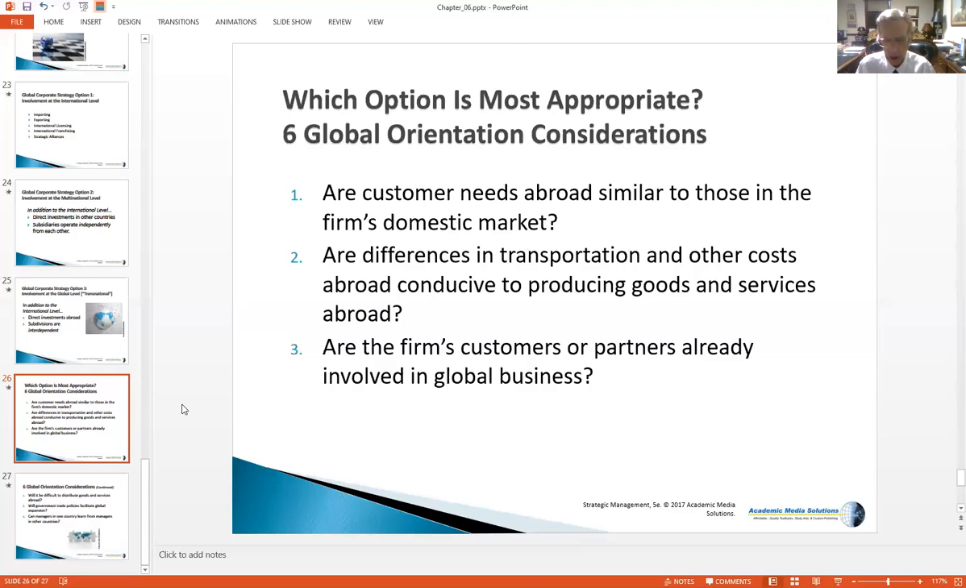The second question, are differences in transportation and other costs conducive to good operations?